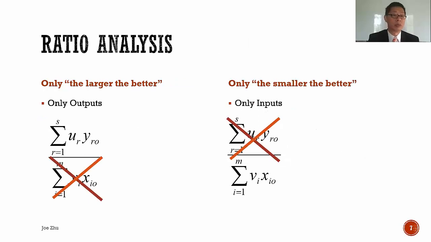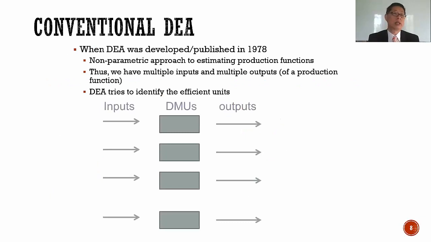Also, I want to point out that in the previous slides I showed you DEA as a ratio analysis, with the outputs divided by the inputs. But you may have situations where you only have measures you want to be the larger the better, or only measures you want to be the smaller the better. In this case you will not have a ratio, but you still have an index, a composite index.